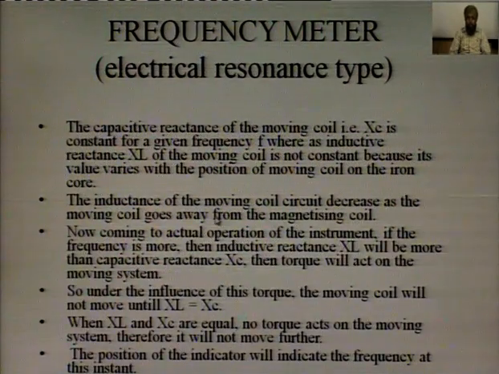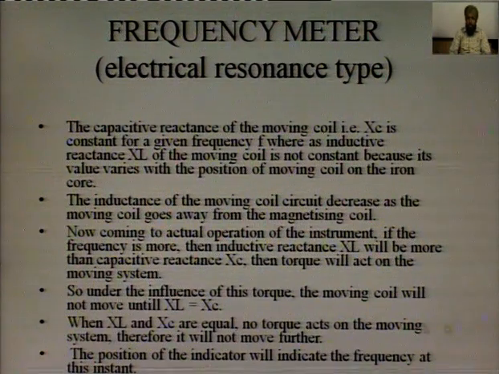The capacitive reactance of the moving coil, that is Xc, is constant for a given frequency f, whereas the inductive reactance XL of the moving coil is not constant, because its value varies with the position of the moving coil on the iron core. The inductance of the moving coil circuit decreases as the moving coil goes away from the magnetizing coil.